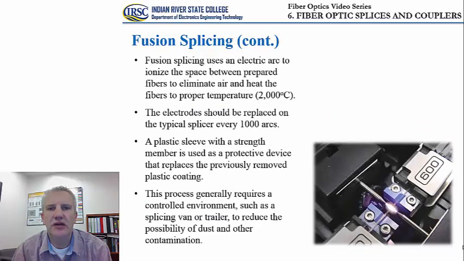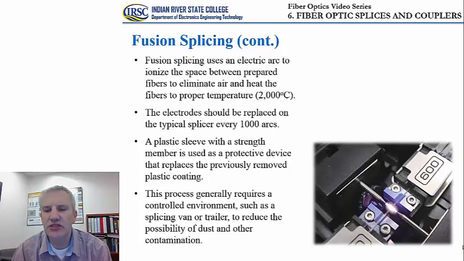So here we are talking about an electric arc that's been created by a high current that is going to ionize the space between the prepared fibers, and that process is going to eliminate the air between the two fibers, and it's going to heat the fibers to the proper temperature of about 2000 degrees Celsius.